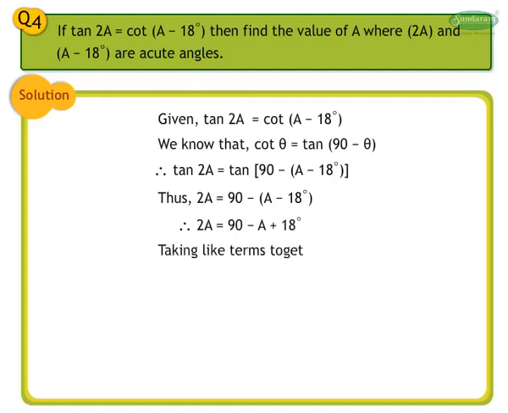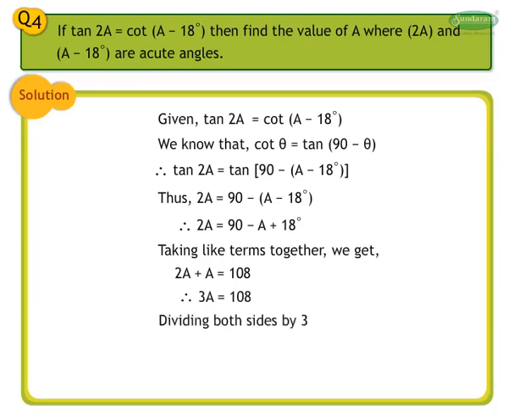Taking like terms together, we get 2A plus A is equal to 108. Therefore, 3A is equal to 108. Dividing both sides by 3, we get A is equal to 108 divided by 3. Therefore, A is equal to 36 degrees.